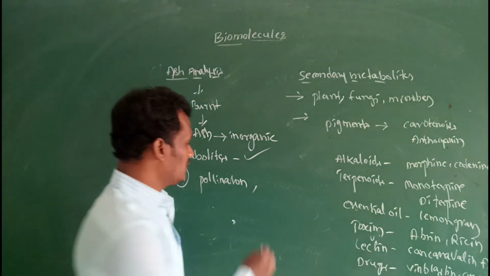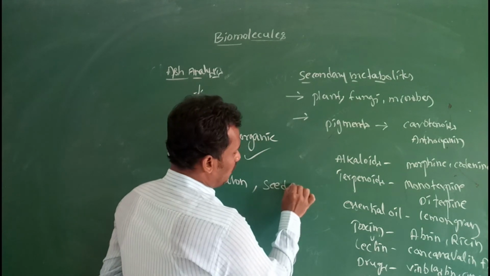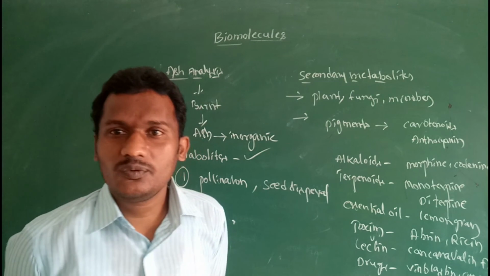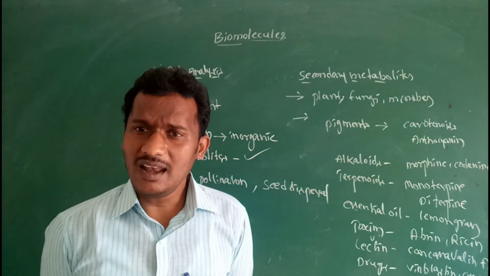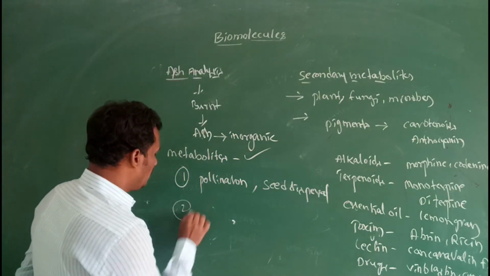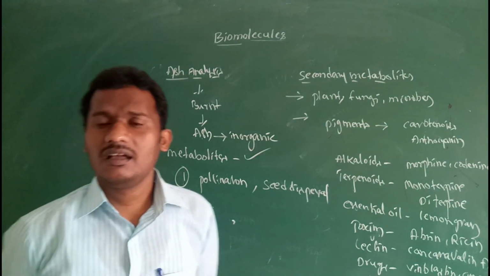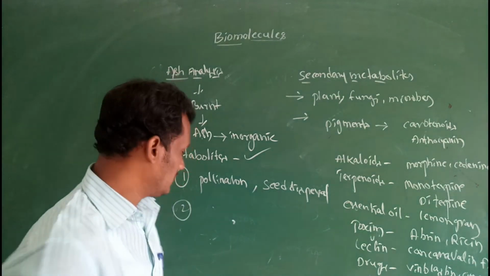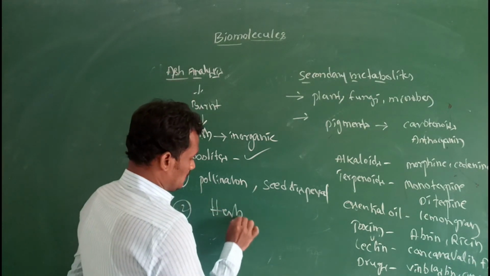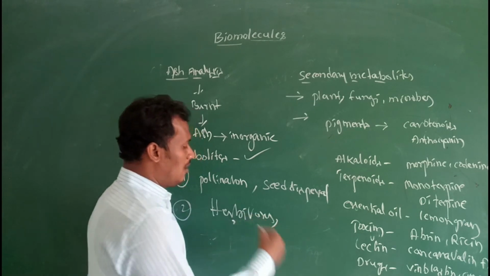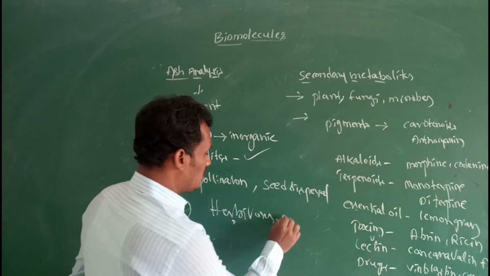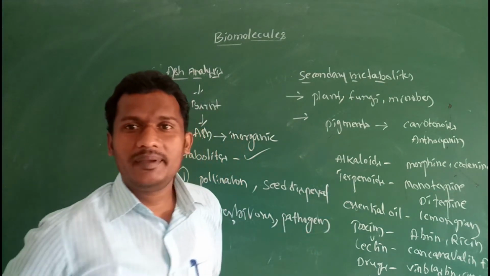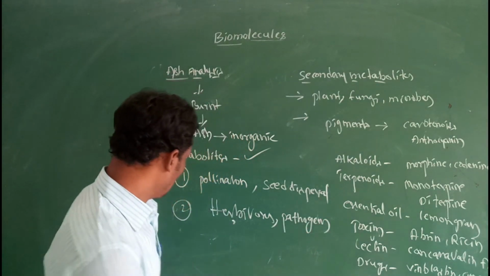At the same time, these are useful for seed dispersal. Then secondary metabolites are useful to provide protection from herbivorous animals, herbivores, and then pathogens.